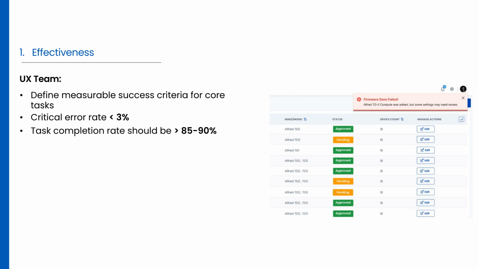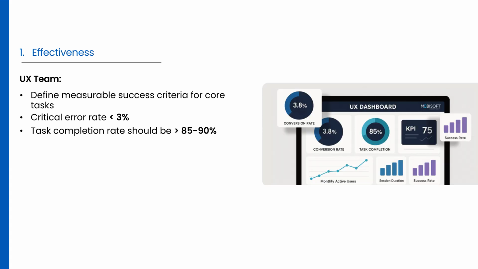Task completion rate must be maintained between 85 to 90% during validation testing, and critical error rates must remain below 3%. Critical errors are where the user gets stuck or cannot proceed further in the task. How to measure. All effectiveness metrics must be validated with representative users, with 5 to 8 users for formative testing and 15 to 20 users for validation.